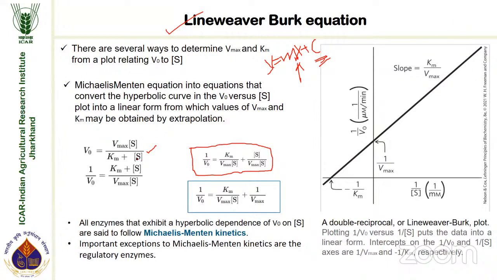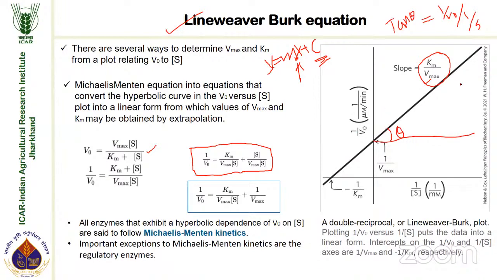So if you plot 1 by v versus 1 by s, the inverse of velocity versus the inverse of substrate, you will get a linear curve, and this linear curve will have a slope. The slope is defined by tan theta also. You take any two points, this is theta, so tan theta will be 1 by v naught divided by 1 by s. So this tan theta will give you the slope.